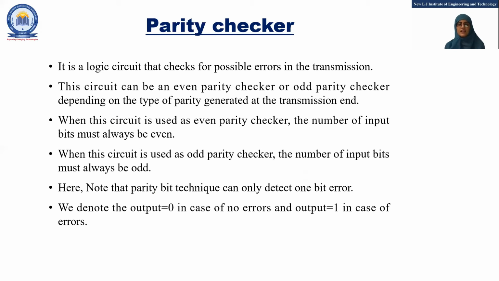So when this circuit is used as even parity checker, the number of input bits must always be even. And when this circuit is used as odd parity checker, number of input bits must be odd. Here, one thing to note is that the parity bit technique can only detect 1 bit error. So when there is 2-bit change in the message, it cannot detect that error. Here we denote the output equals 0 in case there is no error present, and output equals 1 in case of errors.